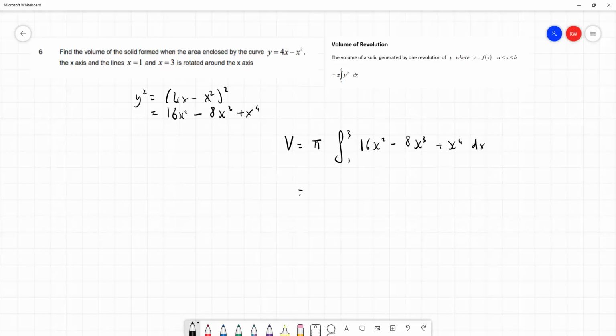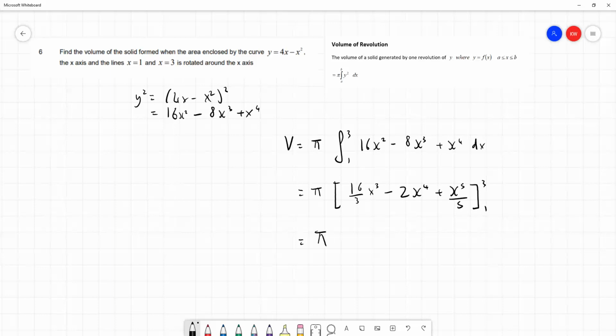And this is a polynomial, so it's relatively straightforward to integrate. 16x squared becomes 16 over 3 x cubed. 8x cubed becomes 8x to the 4 divided by 4, which is the same as 2x to the 4, because 8 divided by 4 is 2. And x to the 4 becomes x to the 5 divided by 5. And of course, the square brackets have the limits 3 and 1 from our integral.